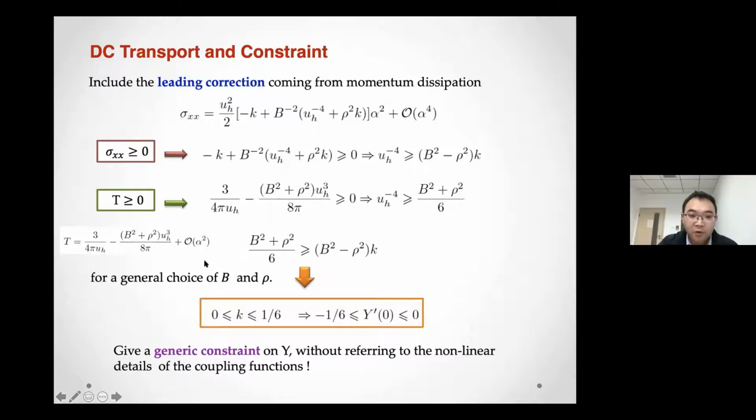So for general magnetic field and charge density, this gives a very strong constraint on the theory parameter K, which must be smaller than 1/6. So here we just give a generic constraint on the theory parameter without going into the nonlinear detail of the coupling function.